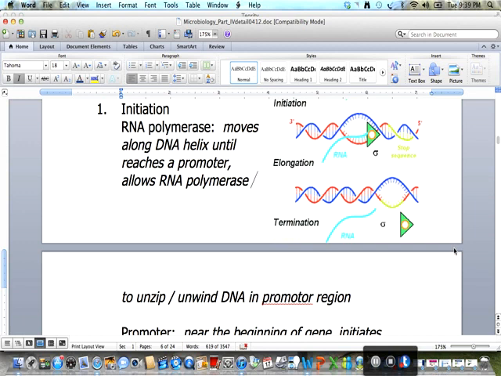Transcription begins with the initiation phase. The enzyme RNA polymerase will move along the DNA helix until it reaches a promoter. This allows the RNA polymerase to unzip or unwind the DNA in the promoter region. The promoter is near the beginning of the gene and initiates transcription.